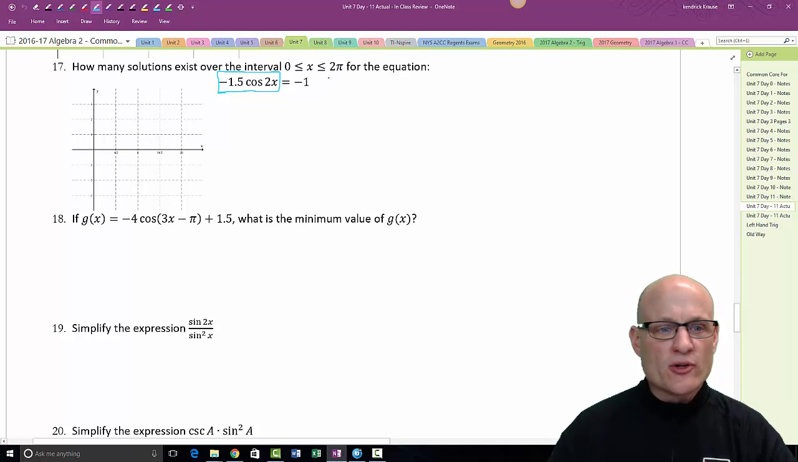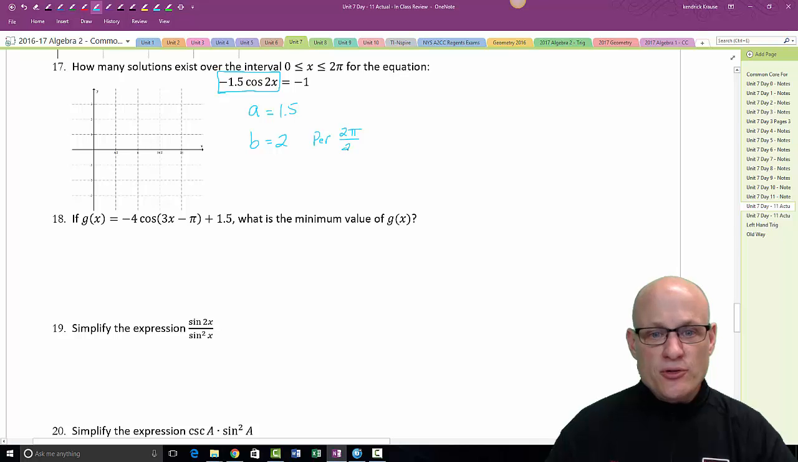I have to go over to 0 pi. So, all right, let me do this. A is 1.5. B is 2, which makes my period equal to 2 pi over 2, which makes this just pi. And that means my x scale is going to be pi over 4.